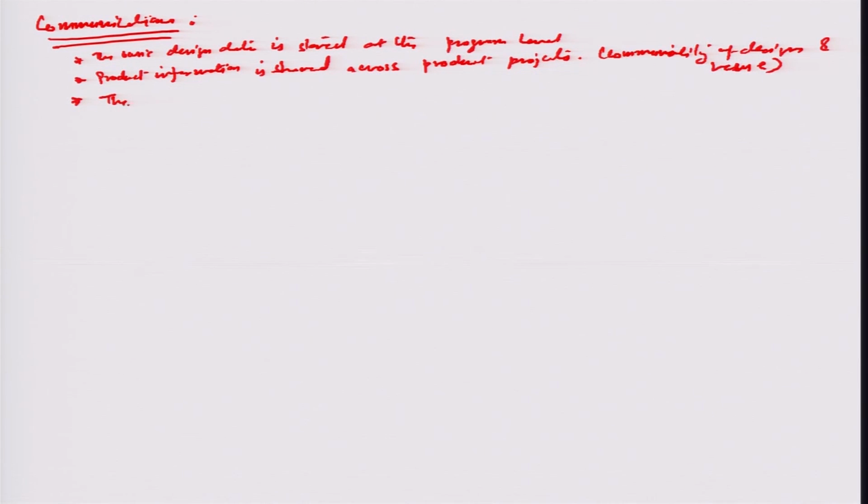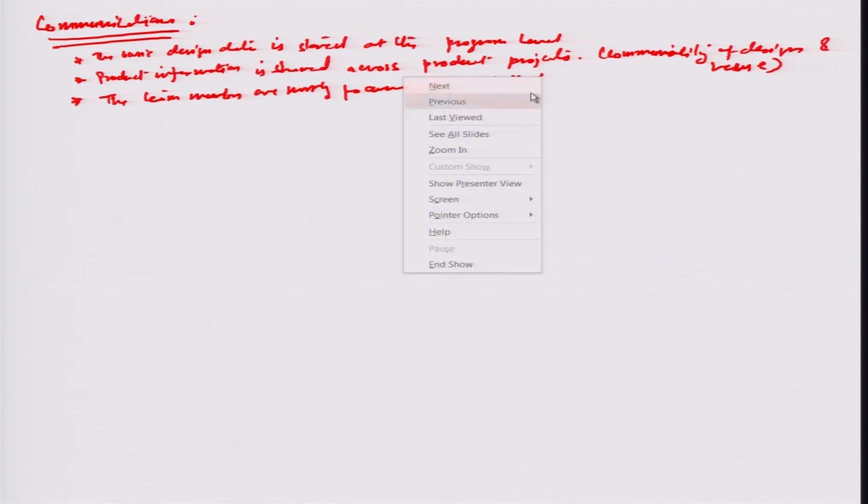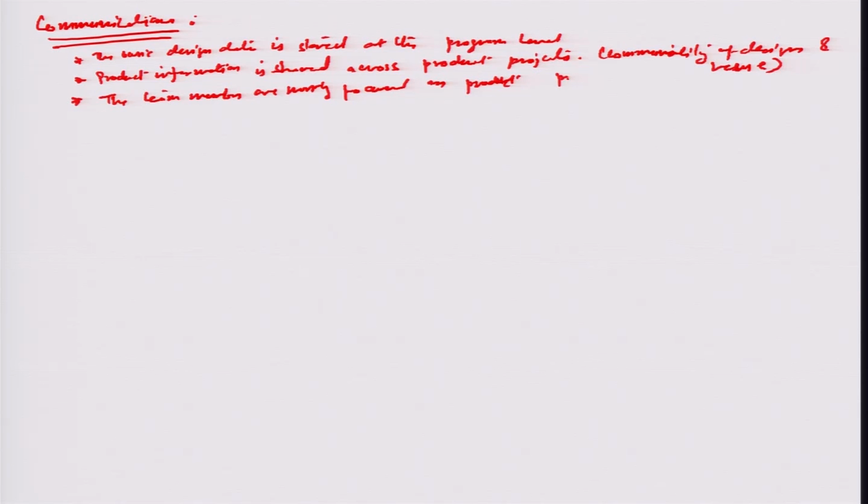The team members are mostly focused on the product or project goals. So, that is how the level of communication is going to be mostly between the members on a one-on-one basis. So, that is how the communication module would be.